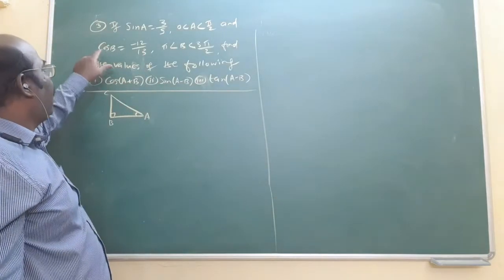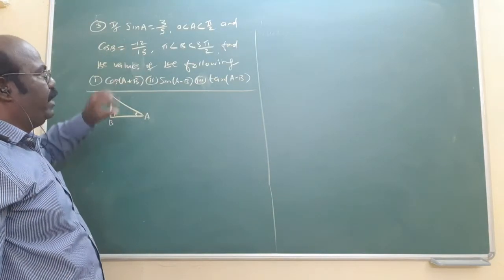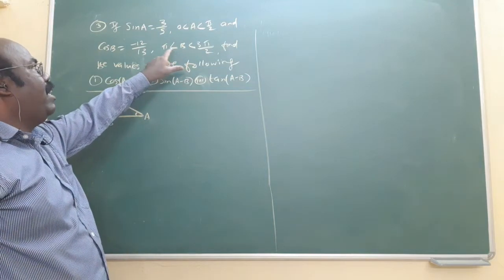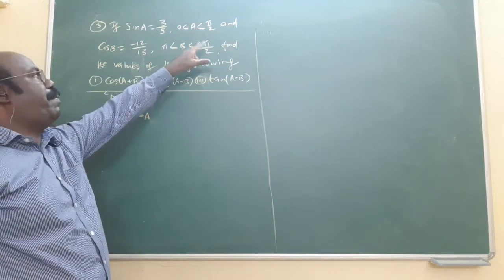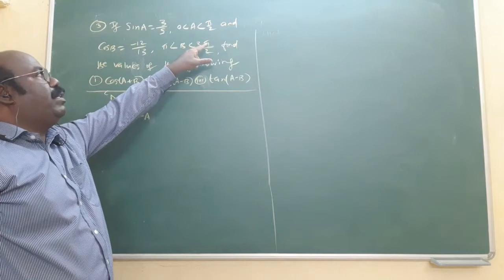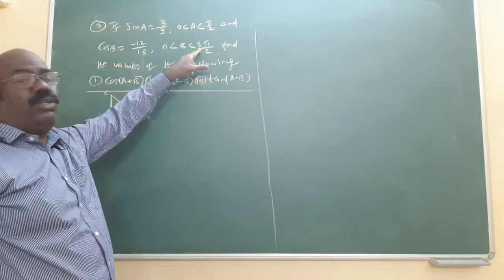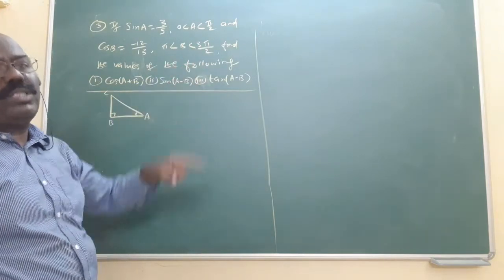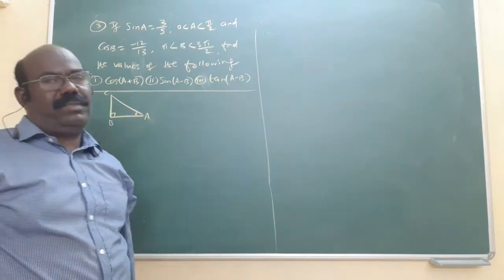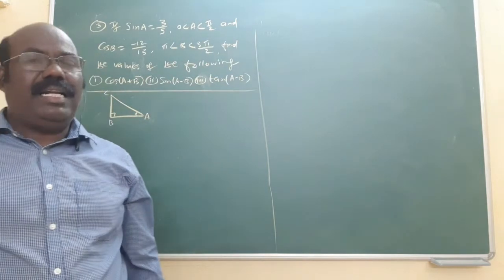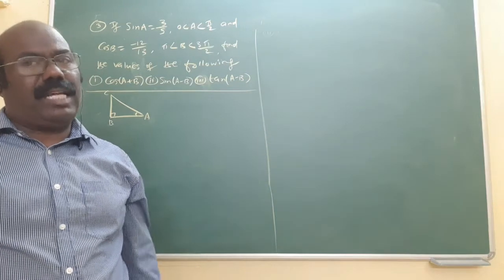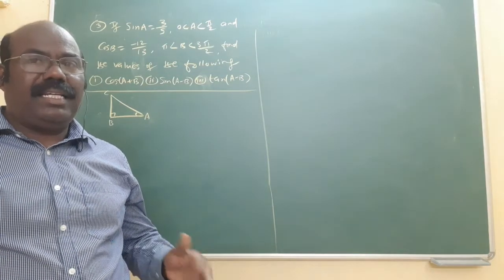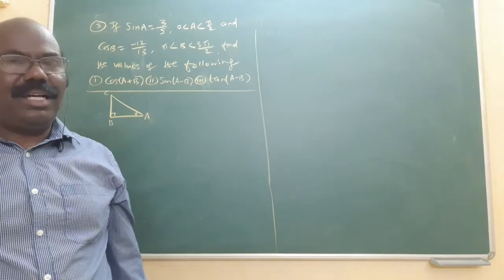Next one, cos B equals minus 12 by 30. This is given. What is the angle given? B lies between pi and 3 pi by 2. Pi is 180, 180 by 2 is 90, 90 by 3 is 270. So 180 to 270. Which quadrant? Third quadrant. In the third quadrant, only tan is positive. That means sin and cos are negative. Am I right?